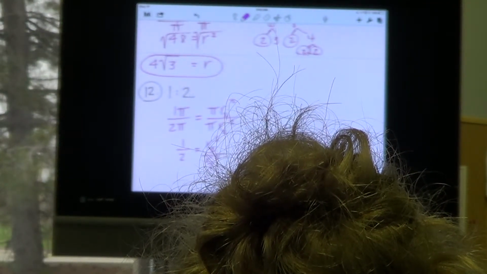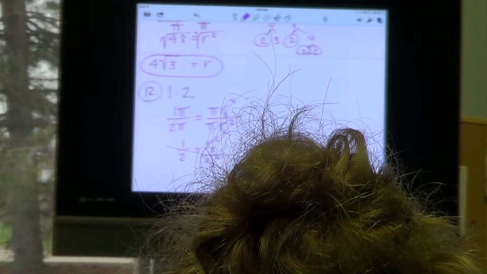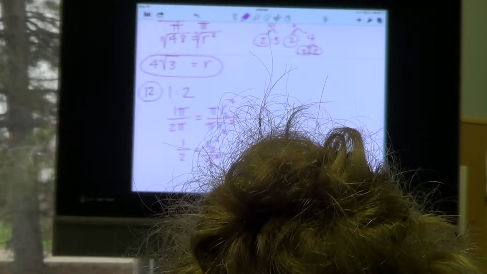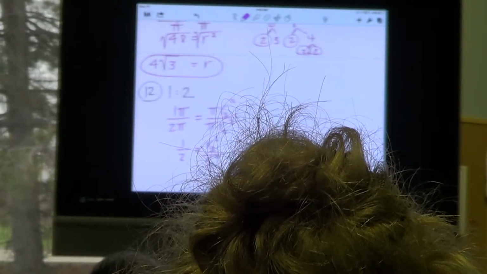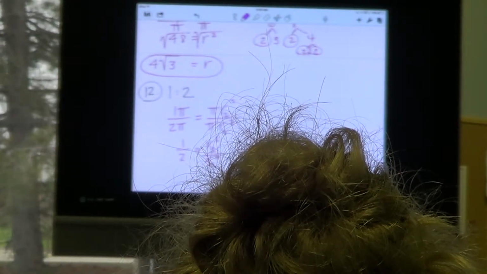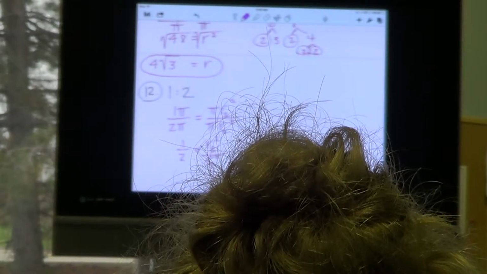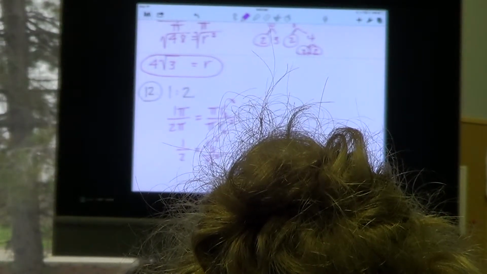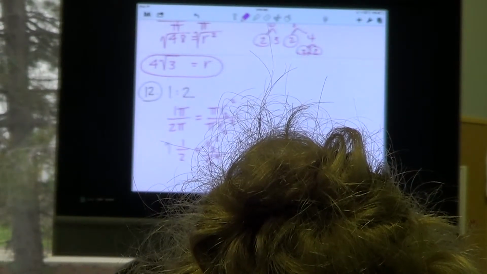Right now they're both being squared, right? So if I just wanted the ratio of the radii, what would I have to do? Morgan? Square root both sides. Square root it, yeah.